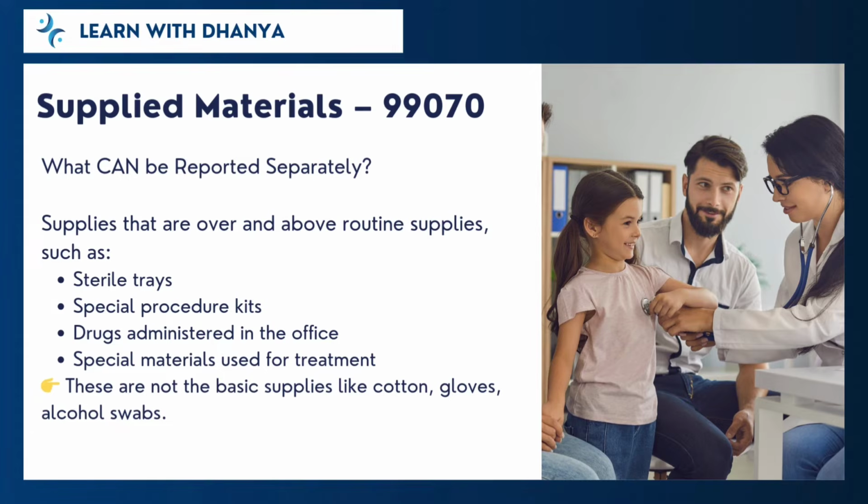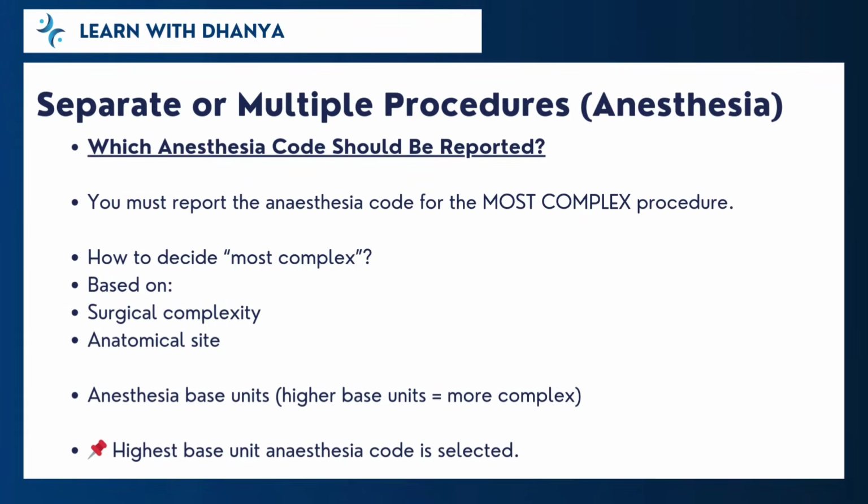If the provider uses any sterile tray or drugs, like a special procedure kit or special materials used for treatment, if anything like this is given in your anesthesia question, first you should give the anesthesia, second you have to add the code for supplied materials. These are not the basic supplies like cotton, gloves, alcohol and swabs. So it includes things like a sterile tray.